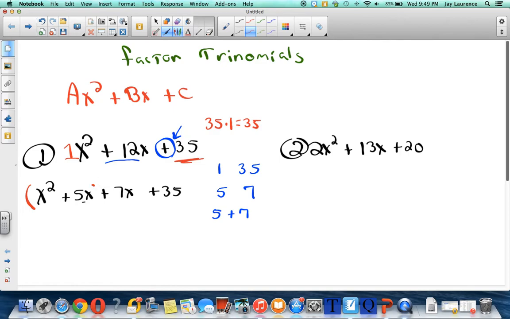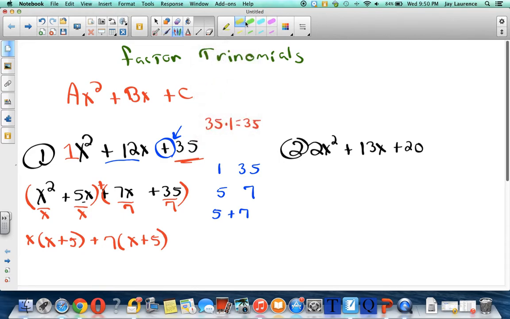I'll group these two. I'll group these two. Put a plus in between. So my GCF of the first quantity is x, right? And so I'll have an x times the quantity of x plus 5, plus GCF of the second two is 7. And so I will have 7 times the quantity of x plus 5. Ooh, it's highlighter time. Look at that. I've got an x plus 5 and an x plus 5 sitting right there.